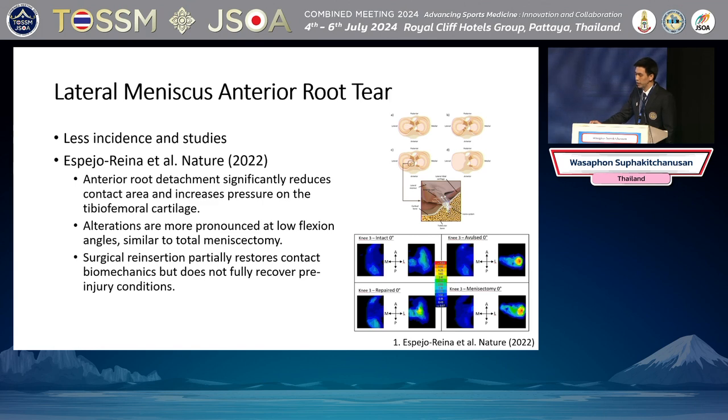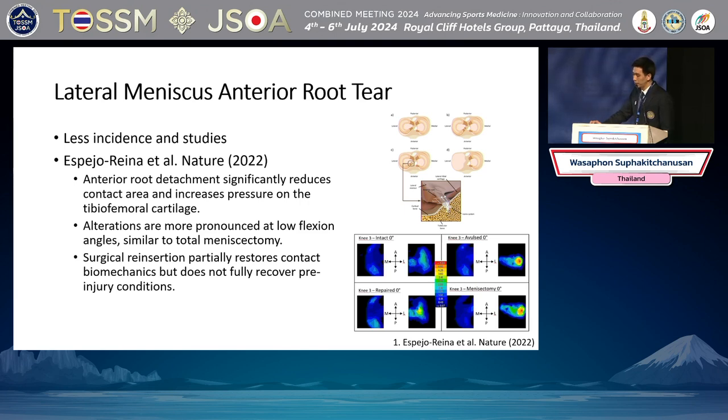About the anterior root tear, they are less common and there are few studies about them. In 2022, Espejo-Reina conducted a cadaveric study and found that anterior root detachment significantly reduced the contact area and increased pressure on the tibiofemoral cartilage. These alterations are more pronounced at lower flexion angles of the knee, similar to total meniscectomy. Surgical reinsertion partially restores the contact biomechanics, but does not fully recover to pre-injury status.